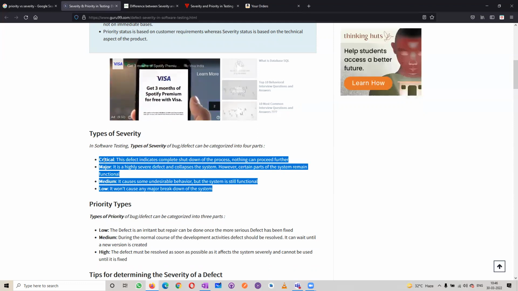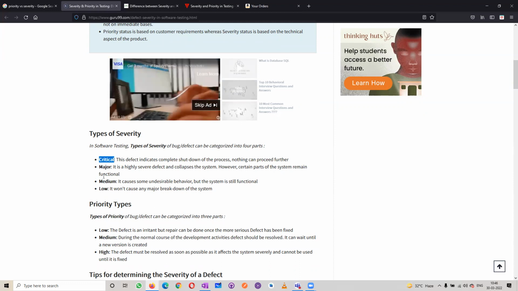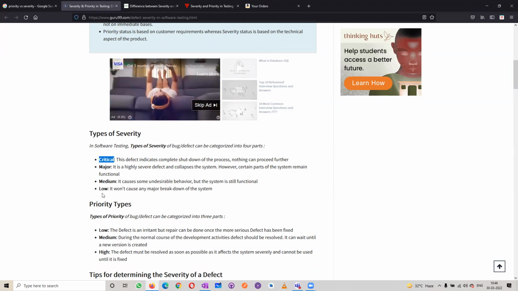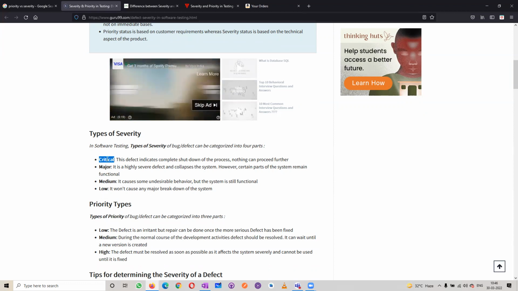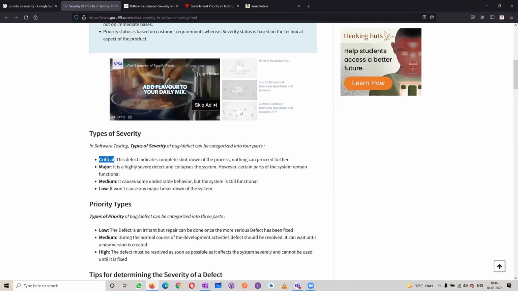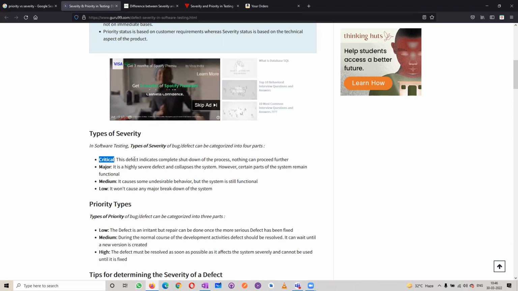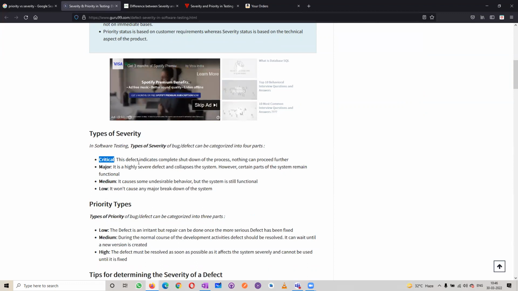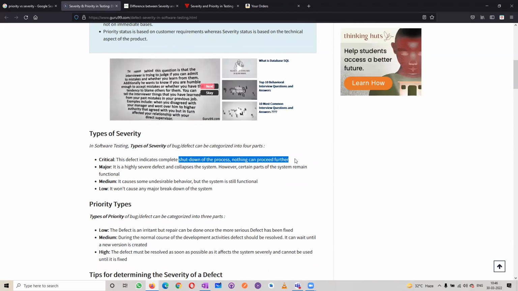So now severity is defined in these four classifications. Are these the same names that we will be using in all organizations? May or may not be. The first one is critical. See, the name is also critical. Hey, he's a critical patient, suffering from a heart attack or the last stages of cancer. Unless you do this, the process would be shut down. So, complete shutdown of the process. Nothing can proceed further. You remember, right?